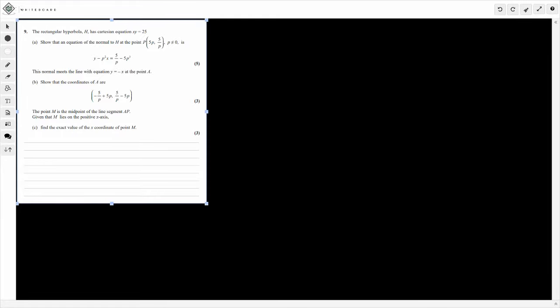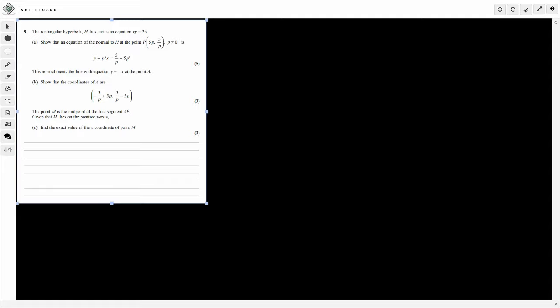So moving on to the last question from this FP1 June 2016 paper. It's question 9, and we have rectangular hyperbolas here, H, with the Cartesian equation xy equals 25. We have to show that the equation of a normal to H at this point P given here is this equation. So let's have a look at doing this.